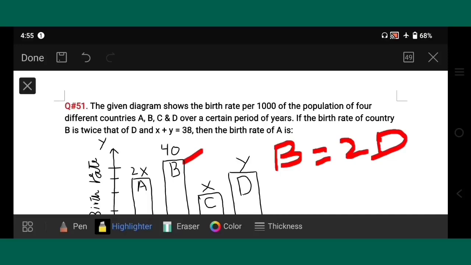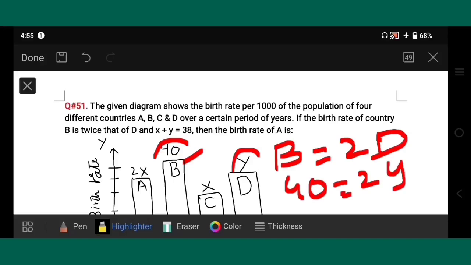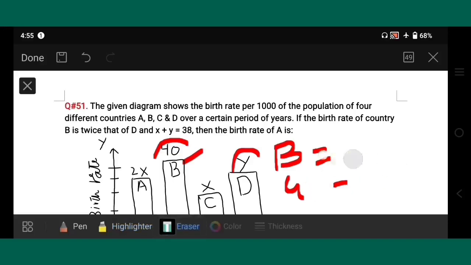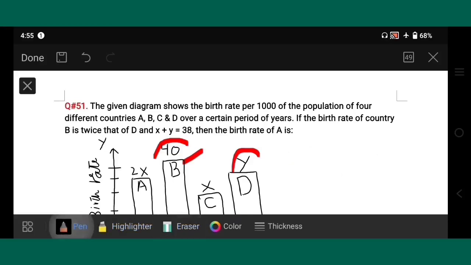So what is B? Look over here, B is equal to 40. B is equal to 40 and what is D? It is Y, so this is equal to 2Y. When we arrange this, 2y is equal to 40, and we have been given this one, x plus y equals 38.